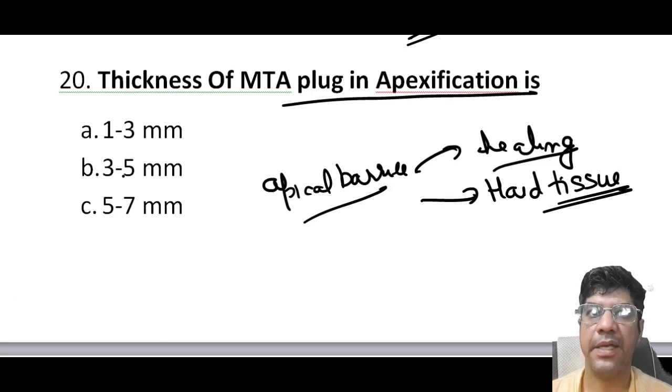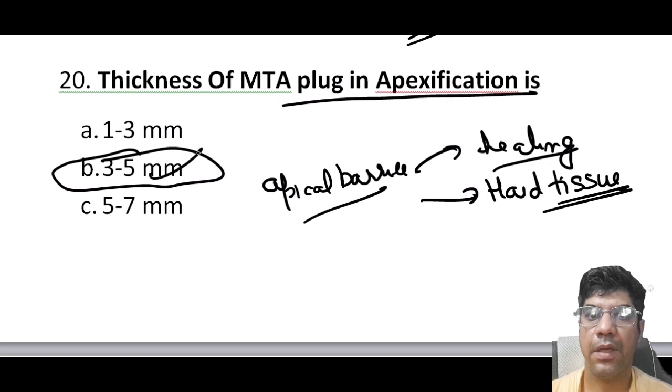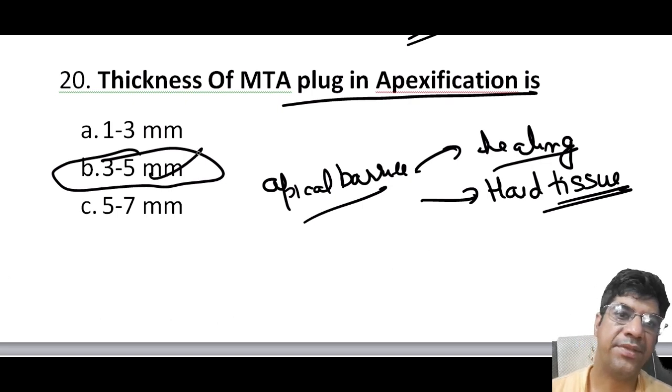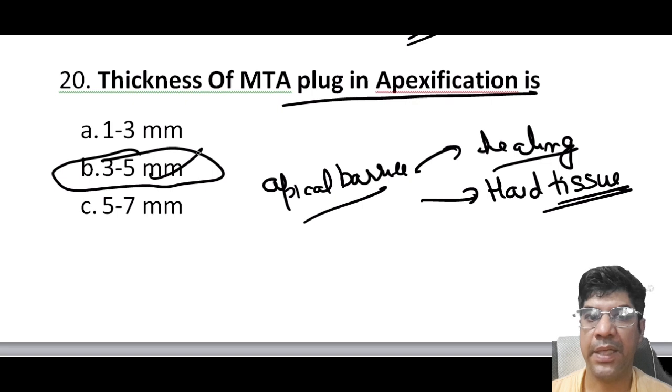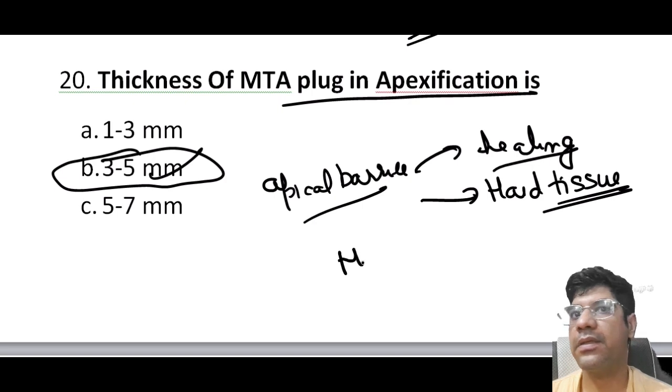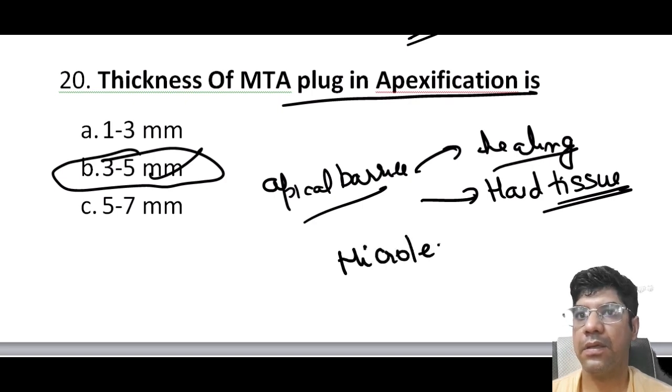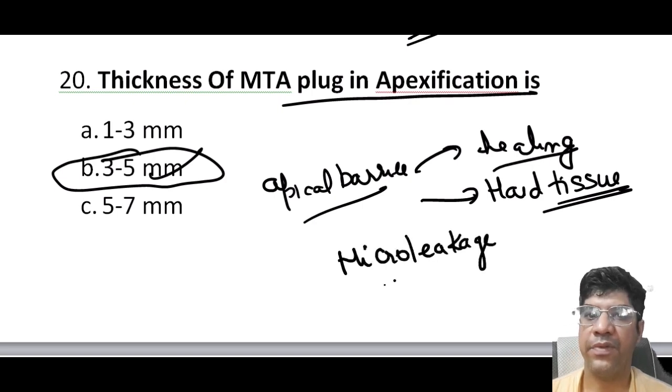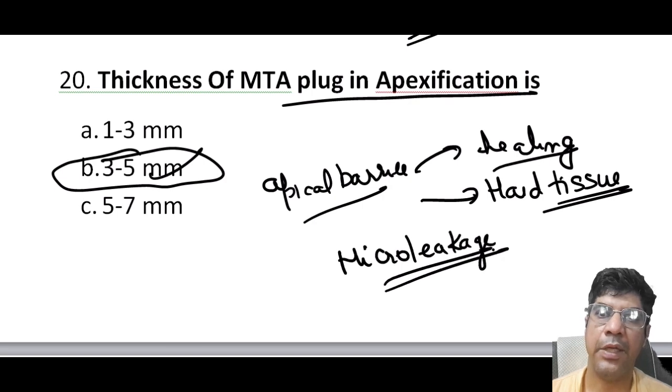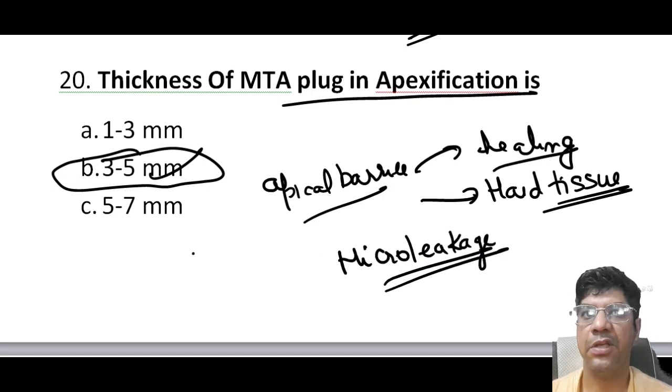A barrier thickness of 3 to 5 mm ensures an adequate seal and provides sufficient material for the barrier to effectively block the apex. This range allows for optimal healing and prevents micro leakage of fluids and bacteria into the root canal space. So the correct answer is B.